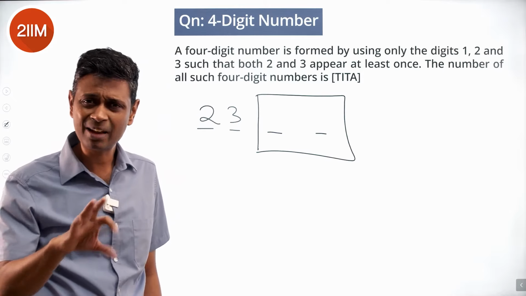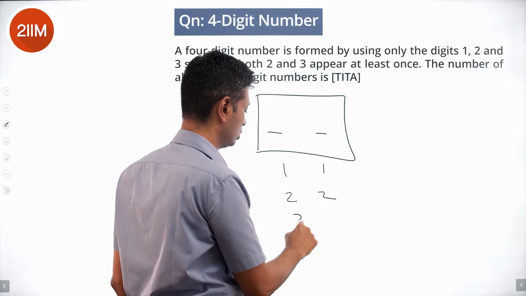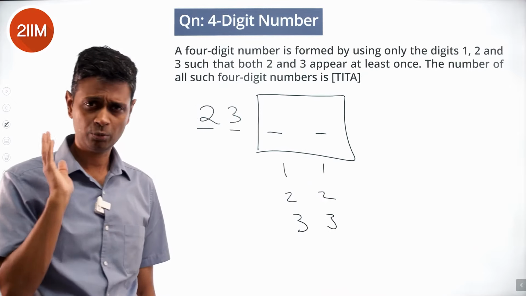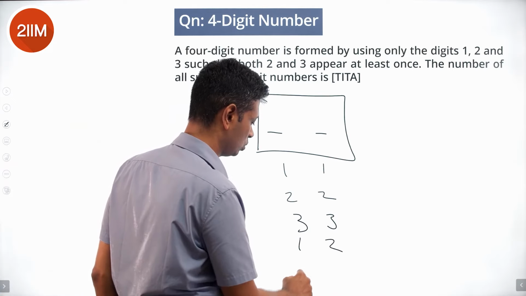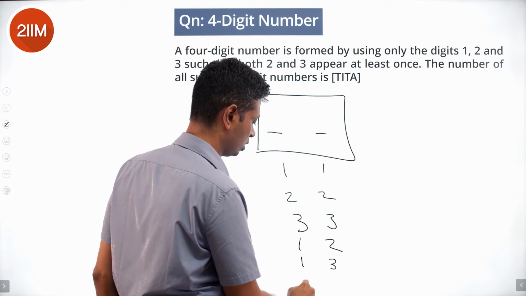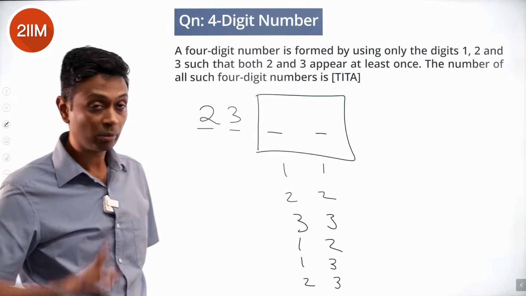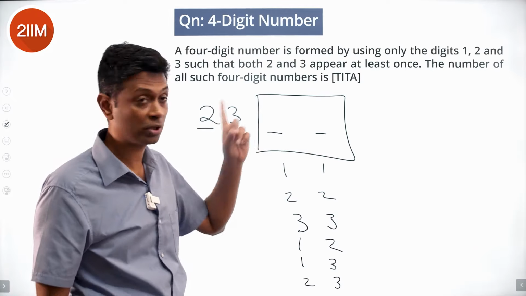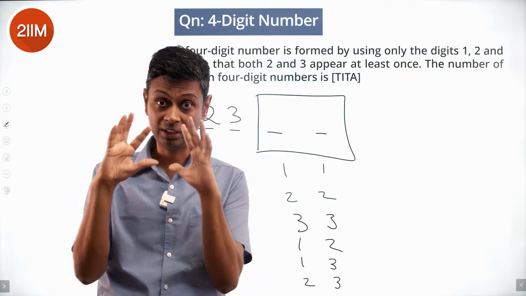And so what could it be? They could have the same digit. Or it could be 1, 1, 2, 2, 3, 3. That is possible. Or they could be different digits, in which case it could be 1, 2, 1, 3, 2, 3. I'm not thinking that three options for this, 1, 2, 3, 1, 2, 3. So 9 combinations totally. That's the math around it.